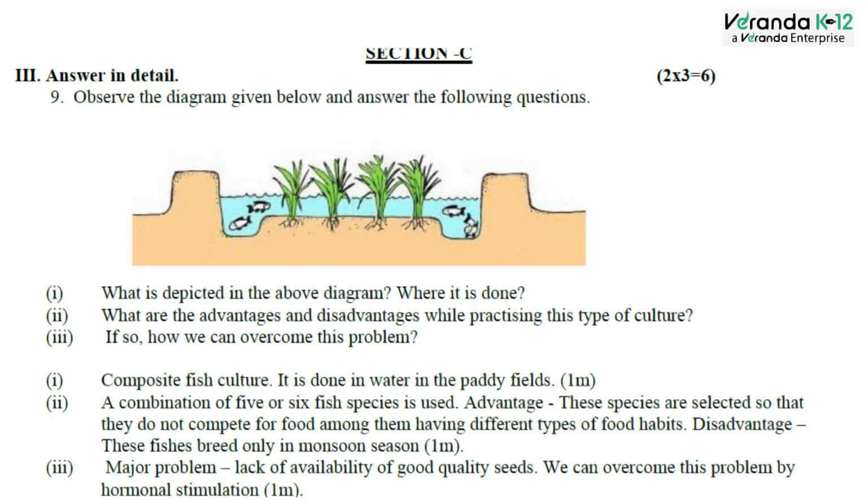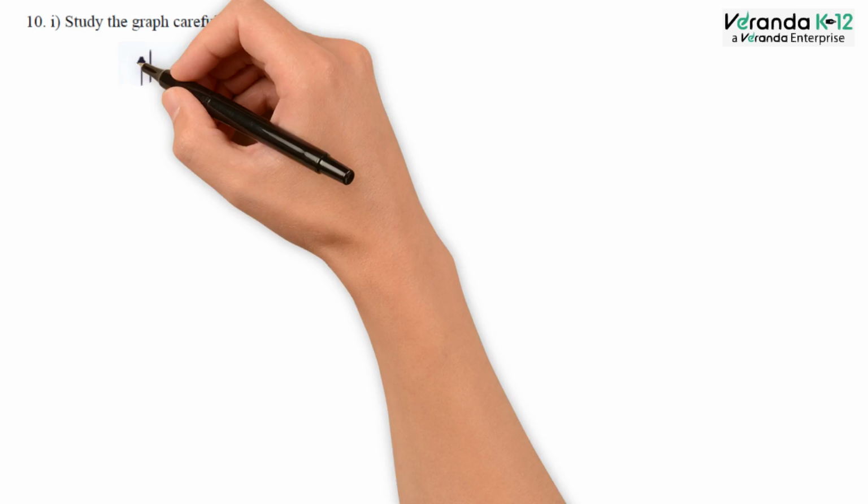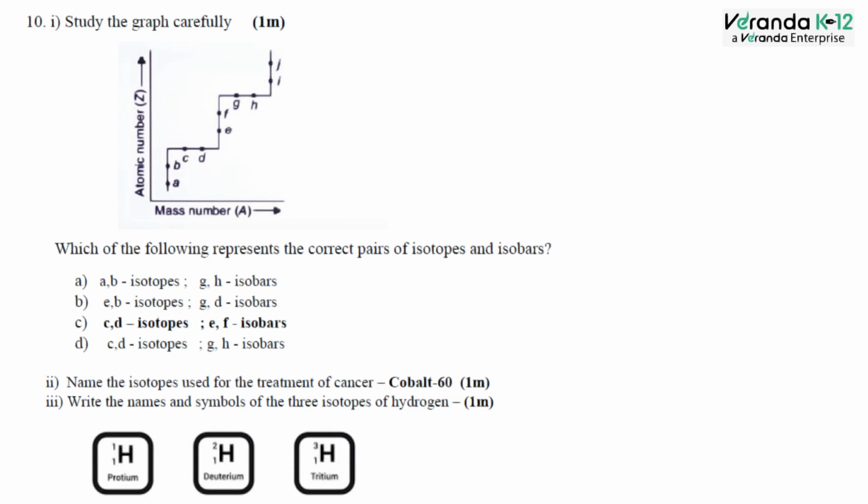And Roman letter 3, if so, how can we overcome this problem? So the major problem here is lack of availability of good quality seeds. So how can we overcome this? We can overcome this problem by hormonal stimulation. Now question number 10. Study the graph carefully.